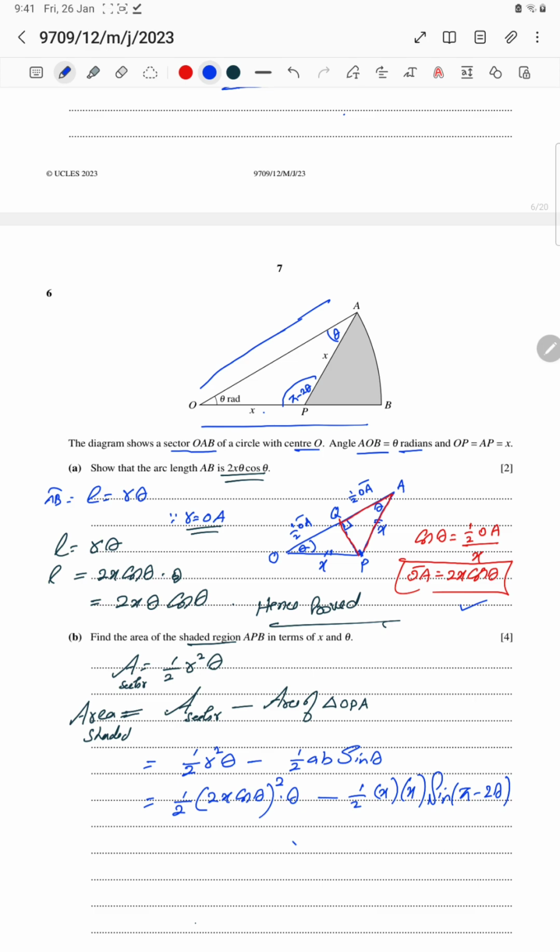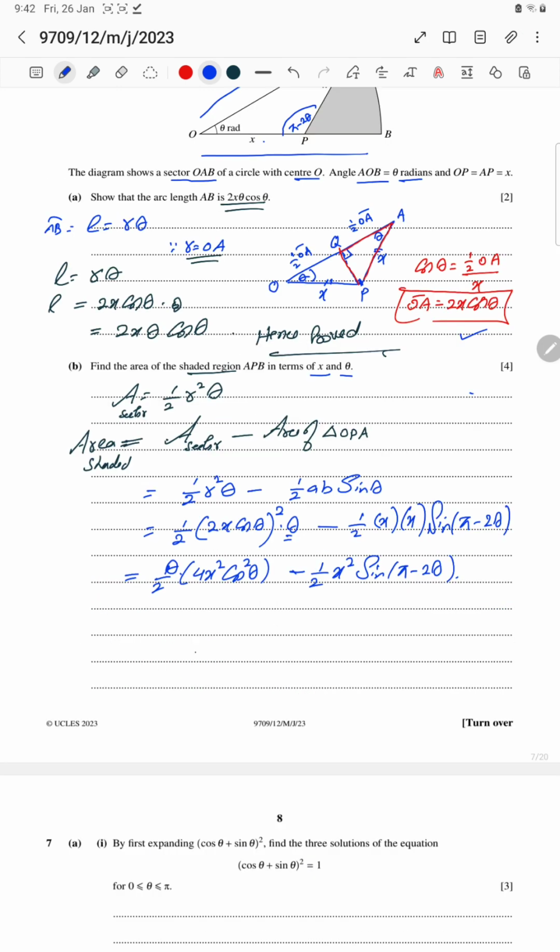As we have to show our result in terms of sine theta, theta, cos theta and x. So here we will see 1 by 2 into 4 x square cos square theta, and this theta will be here. So write theta by 2, right? I can't multiply this theta with the angle in trigonometry. Minus it will be 1 by 2 x square sine of pi minus 2 theta, right?